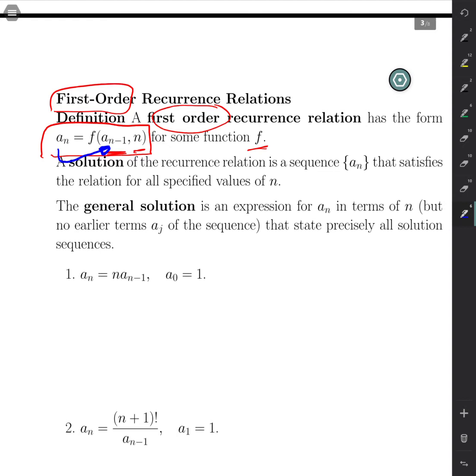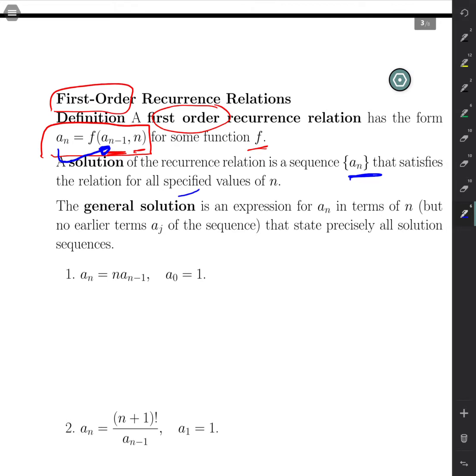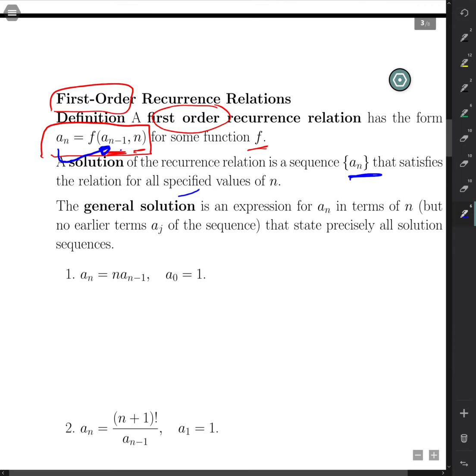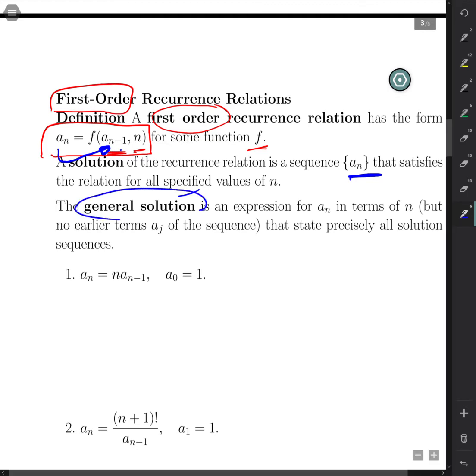And a solution for that simply means a whole sequence that satisfies the given relation for all values of n. The specified values of n are typically all positive integers or maybe all non-negative integers. And a general solution is an expression for an in terms of n alone, not a recurrence relation, but an expression for an in terms of n that tells us what the sequence will actually look like. And there's often some arbitrary constants in there. So that's the notion for general solution. It contains all the solutions in that expression.